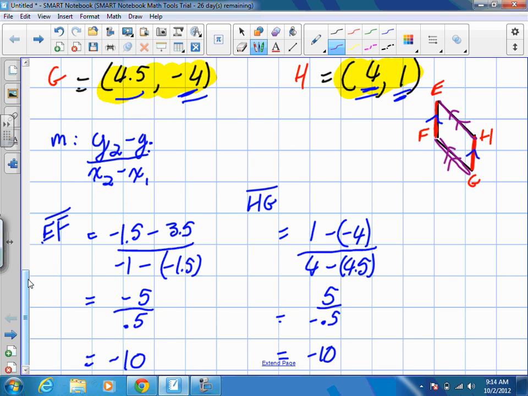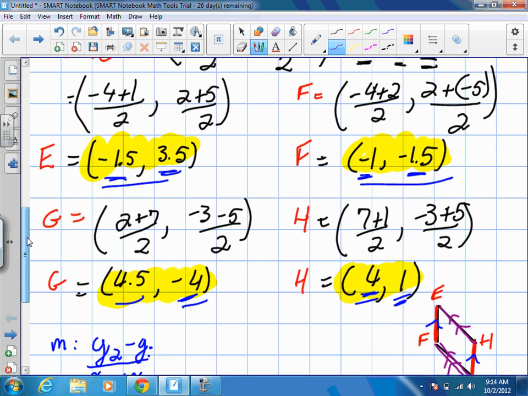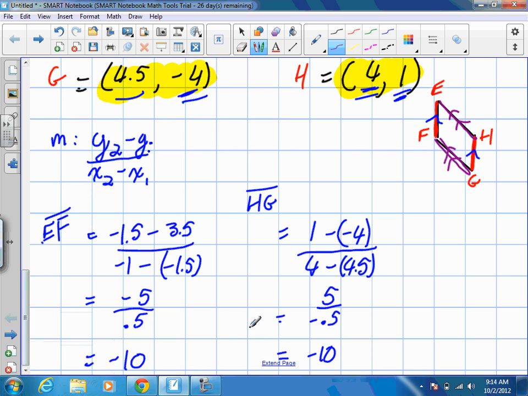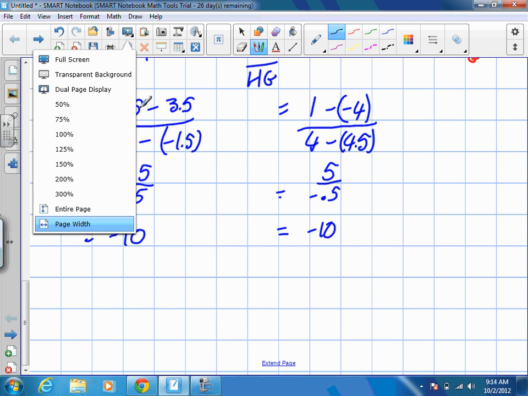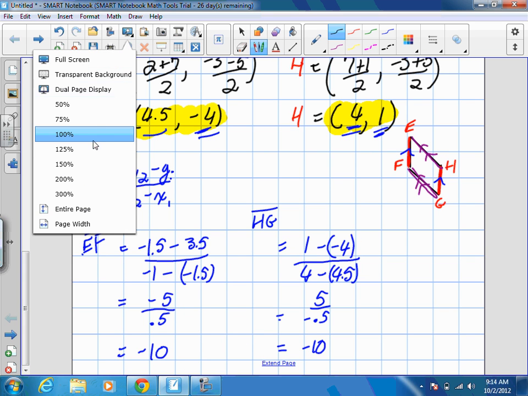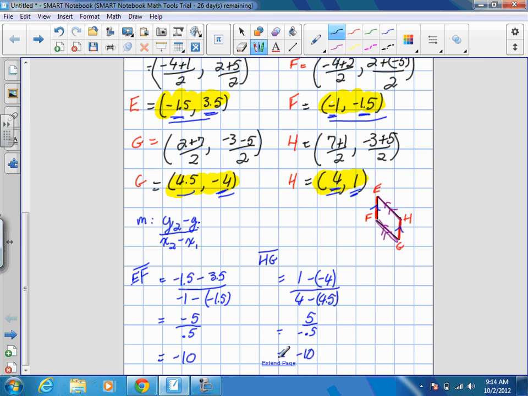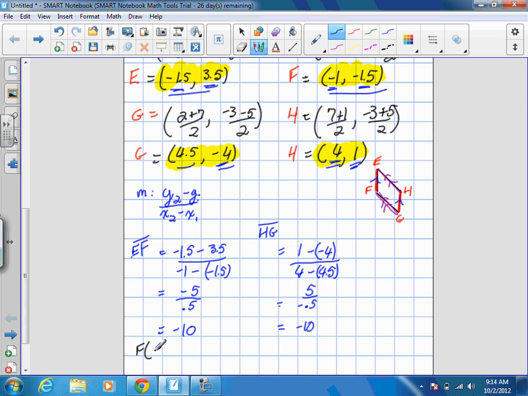FG is the next one we have to do. Oh, that's kind of annoying. We're going to rewrite those at the bottom. We'll zoom out a little so we can see this better. Nope, zoom out a little more. Okay, point F. FG will be the first one we work with. F is negative 1, negative 1.5. I'm not sure why it's doing that. We'll fix that after. And G is 4.5 and negative 4. We'll find the slope for these two to start.